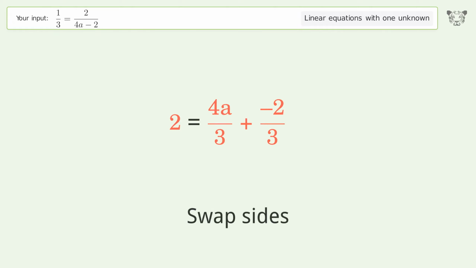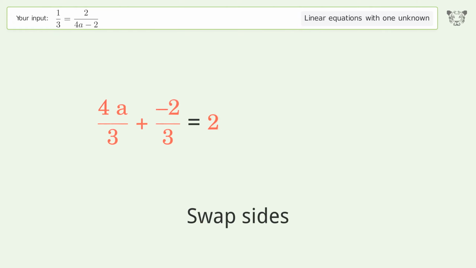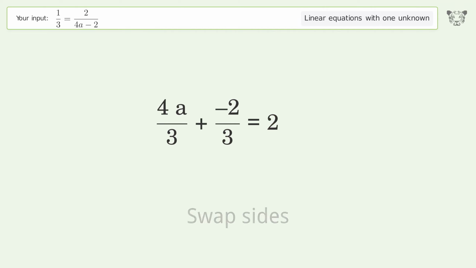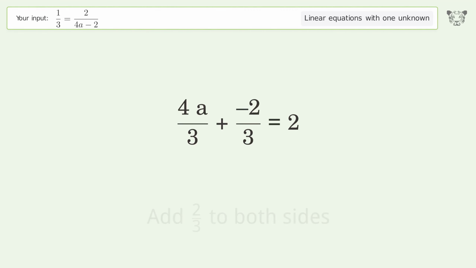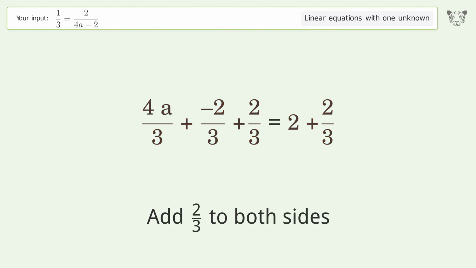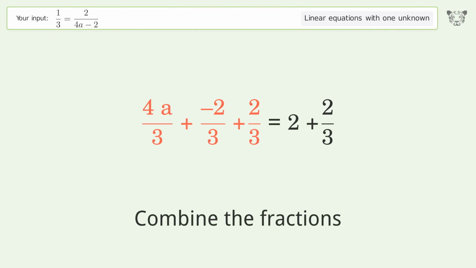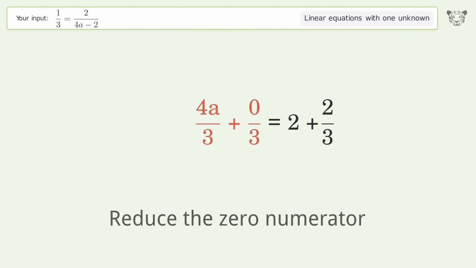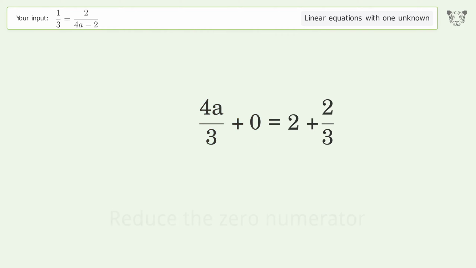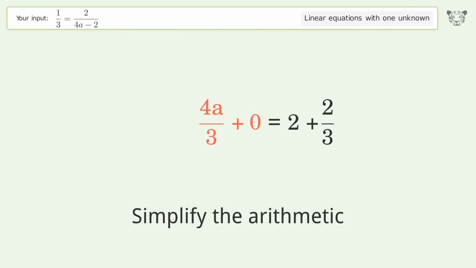Swap sides. Group all constants on the right side of the equation. Add 2/3 to both sides. Combine the fractions. Combine the numerators. Reduce the zero numerator. Simplify the arithmetic.